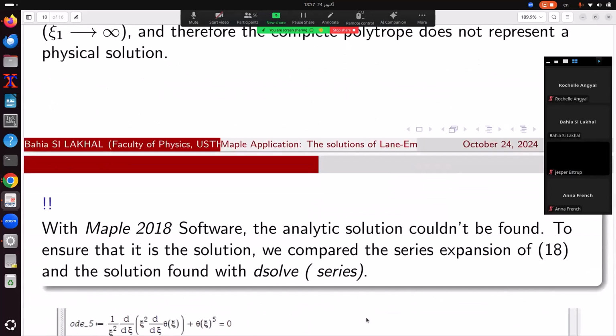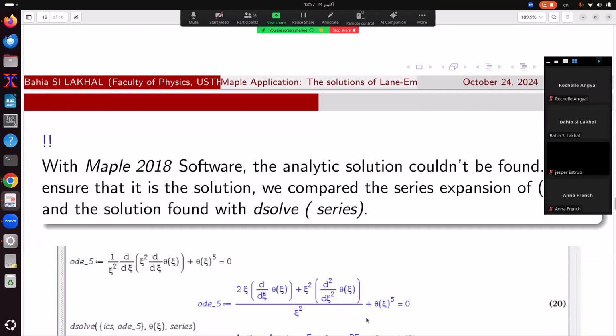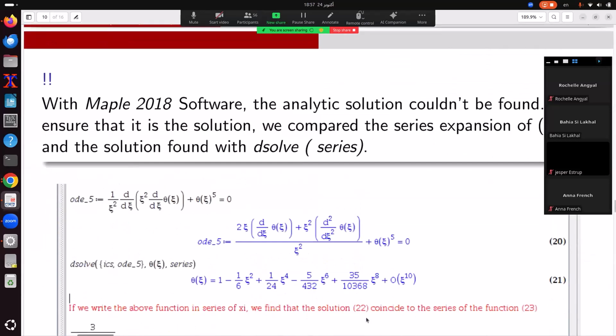I have to bring your attention here. I tried, using Maple 2018 software, but I couldn't find the analytic solution. The program was running more than 1 hour without giving the solution by using dsolve. So what I did, I used the dsolve option series. I got this series.